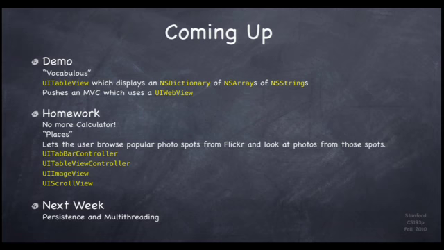All right, so that I can get out of the slides here, quick overview on the homework for this week. No more calculator. We're done with calculator. Okay. This one is called Places, and it's going to be a three-part assignment. This is going to be part one. What Places does is it lets you browse popular photo spots, places where people have taken photos from around the world on Flickr. And so you can browse through what those popular spots are and click on them, see a list of photos from that spot, and click on a photo and it'll show you a photo.